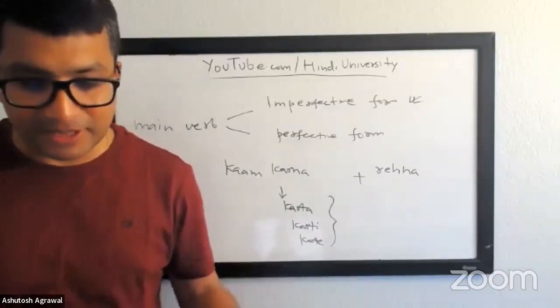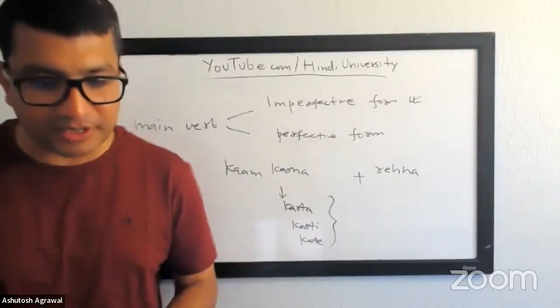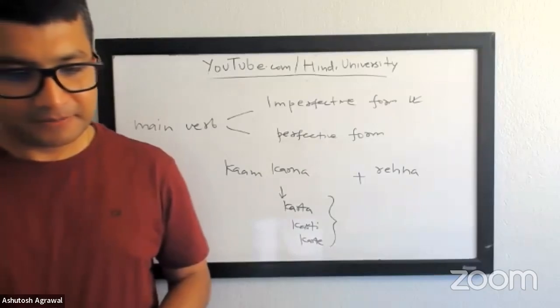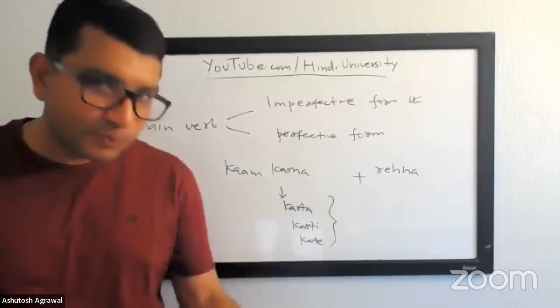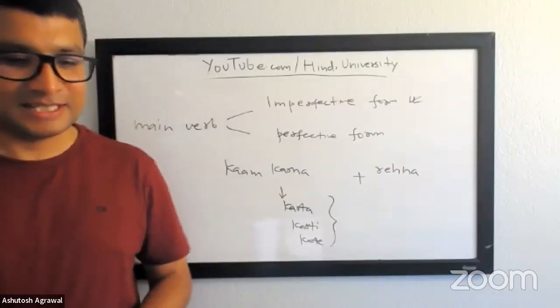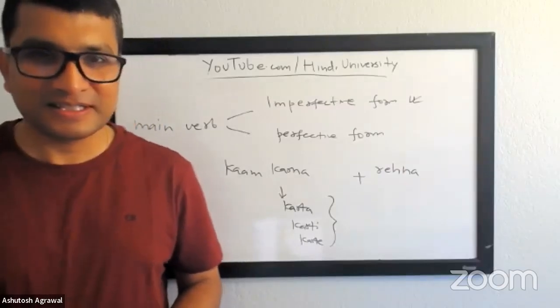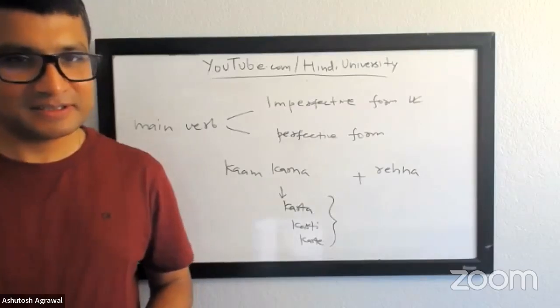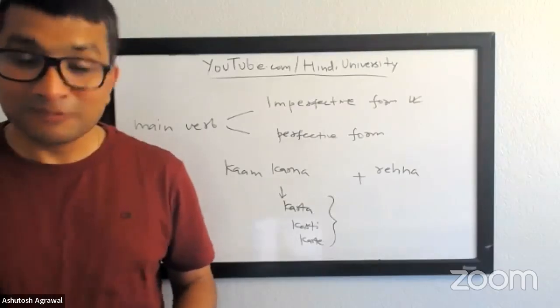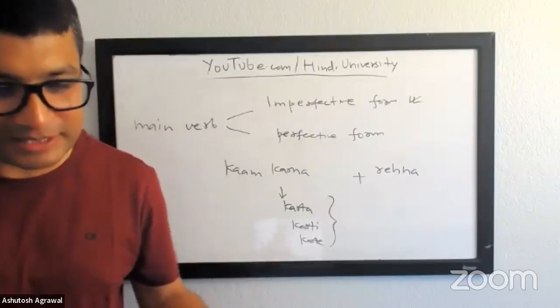Same thing. You want to say I will keep on working. मैं काम करती रहूंगी. Okay. I will keep on practicing Hindi. मैं हिंदी अभ्यास करती रहूंगी. Very good. There you go. Right. I'll keep on practicing Hindi.